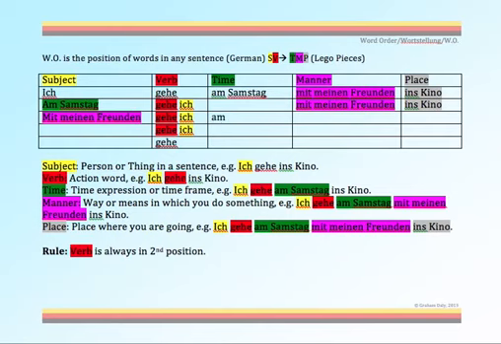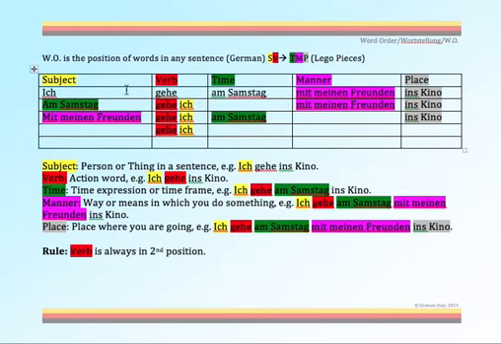Okay, so the time, am Samstag, I'm going to put that in green. Mit meinen Freunden, we already used that at the start of the sentence. And then we're left with ins Kino. Because we're only going to one cinema, we'll use the singular. Ins Kino. Okay.